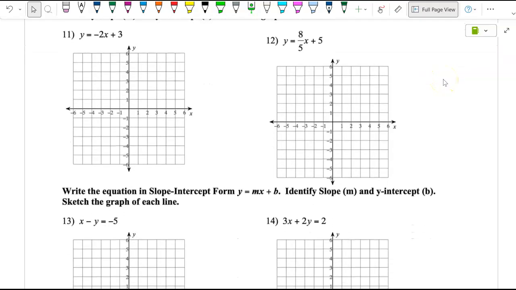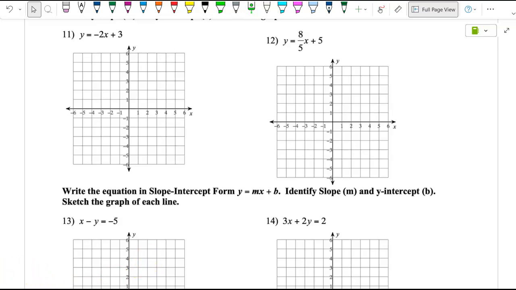And in 13, something similar, but 13 is not in slope-intercept form yet, so you have to solve the equation to be in slope-intercept form, or y equals mx plus b. I'm going to pause while you make sure you've completed 11 and 13.